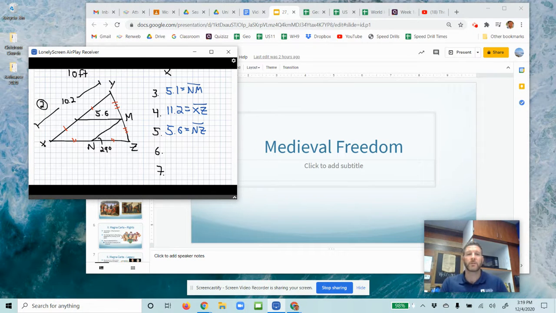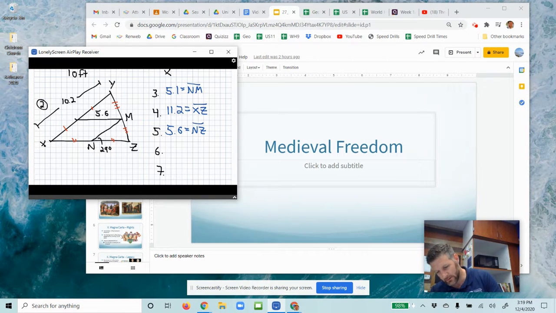Okay, so 5.6. So that's also crucial. You know that those segments there on the sides of the triangle are also halves, so that means it'd be the same length as its mid-segment. Okay, last 3 are now going to be getting into angles. So number 6 is angle LMN.